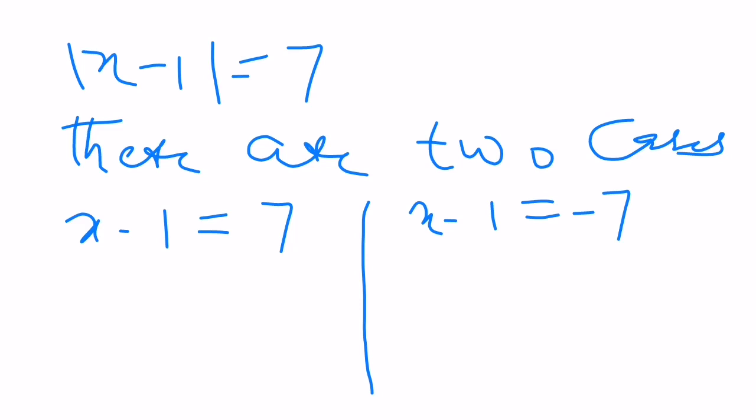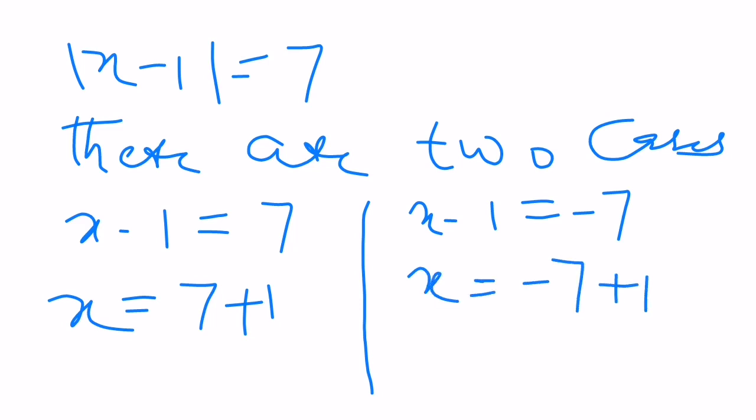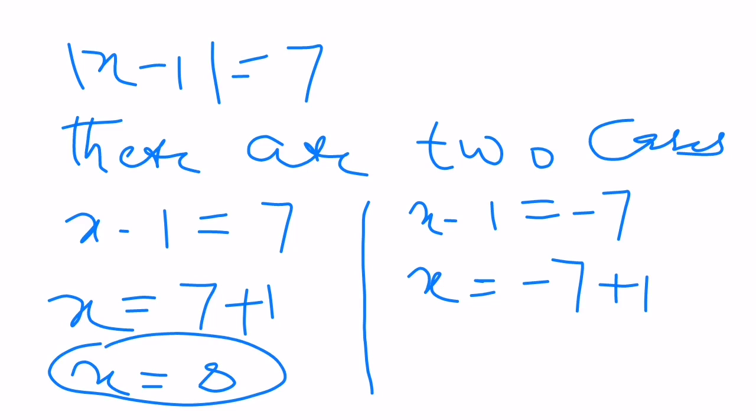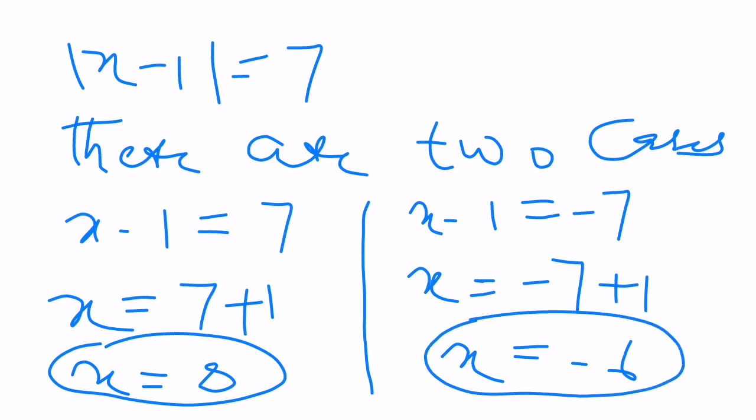In the first case, this becomes 7 plus 1, because we transfer −1 from the left-hand side to the right-hand side. And in the second case, x is equal to −7 plus 1. So x is equal to 8, and here x is equal to −6.